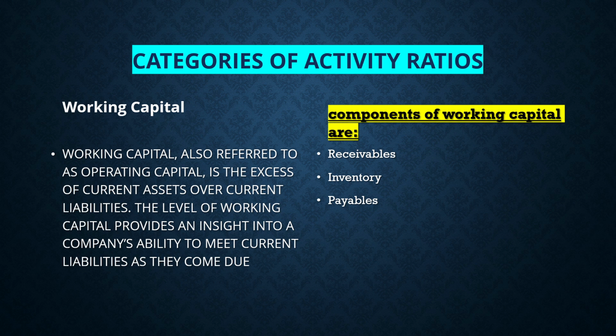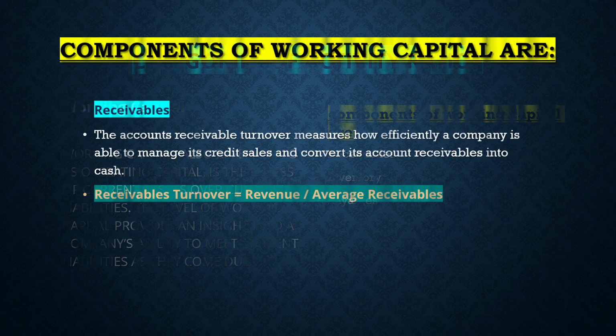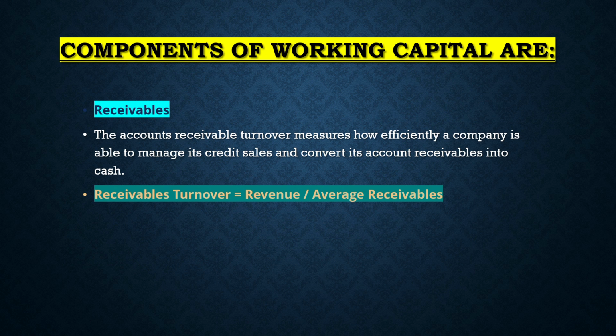Components of working capital: receivables, inventory, and payables. Receivables. The accounts receivable turnover measures how efficiently a company is able to manage its credit sales and convert its accounts receivable into cash. How is it calculated? It's calculated by total revenue divided by average receivables of the company.